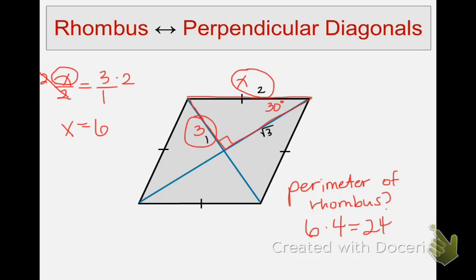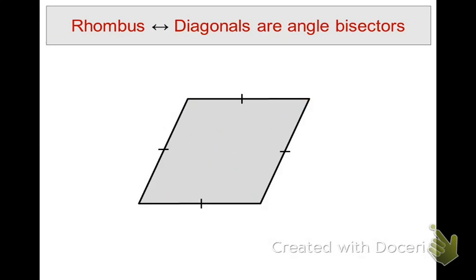All right, another property of rhombuses is that their diagonals are angle bisectors. So I'm going to draw in my diagonals again. When it says that these are angle bisectors, it means that you're taking each angle at the vertices and the diagonals are cutting them exactly in half. Again, that is not a property of every single parallelogram. That is unique to the rhombus. Only a rhombus will have this angle bisector thing.